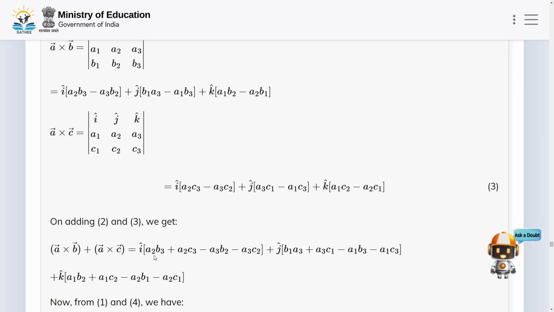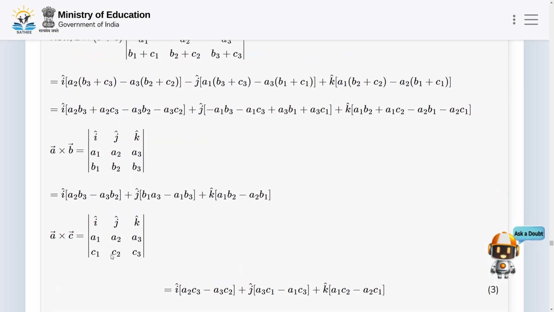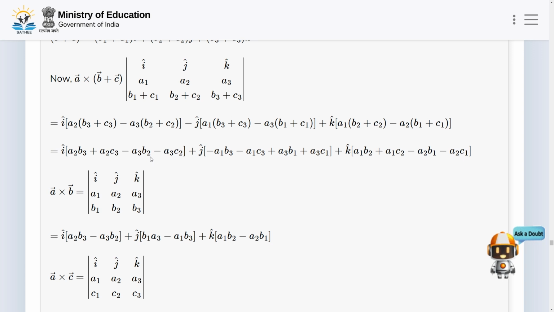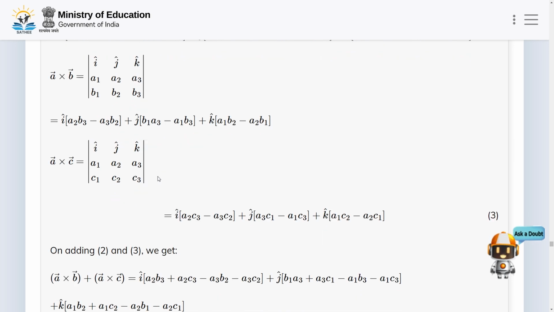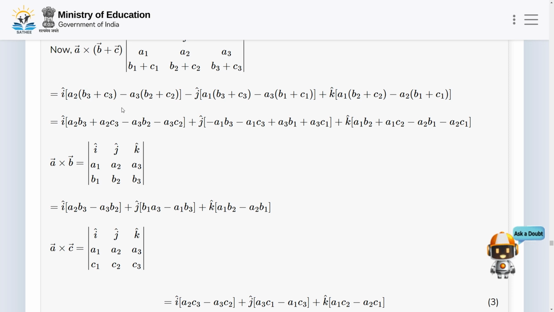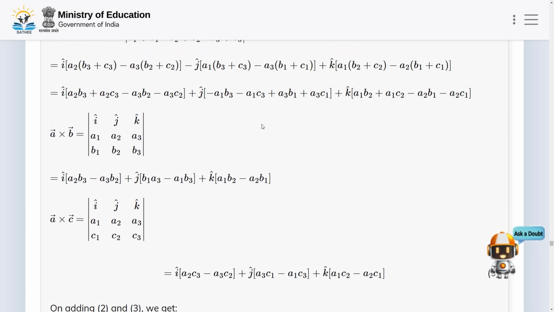Now try to see the scalar components for these vectors and the scalar components from those vectors. What are the similarities and what are the differences? Let's see. First scalar: a2 b3 plus a2 c3, as you can see, minus a3 b2 minus a3 c2. So the first corresponding scalar component is the same. What about the second? You can check the other one also, that they are also the same.